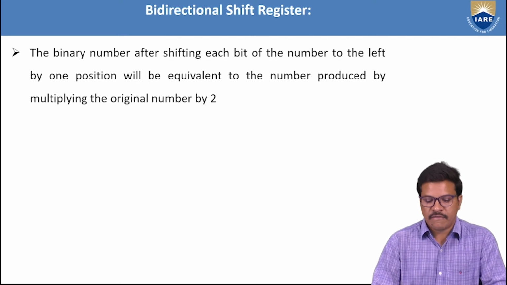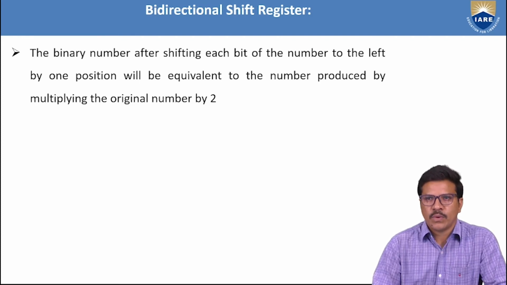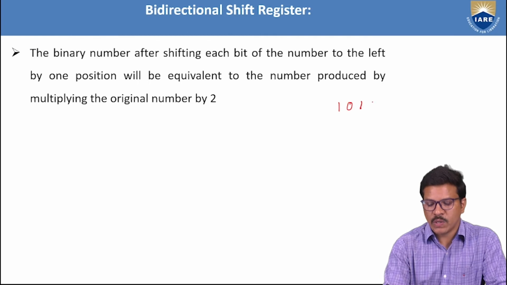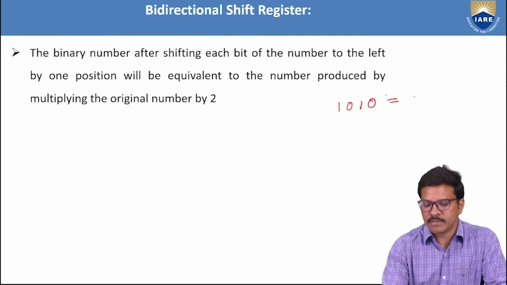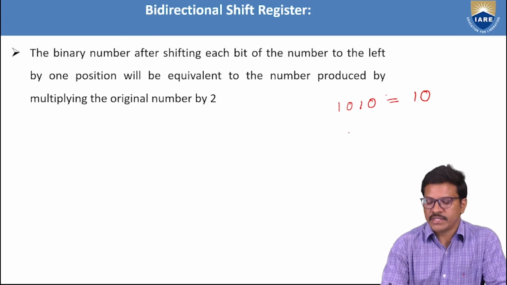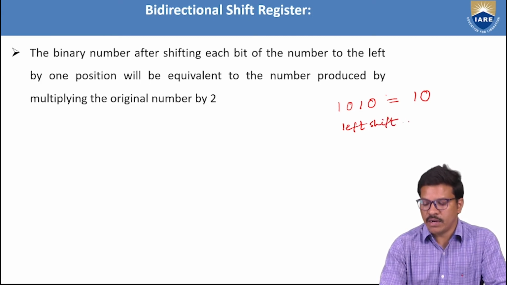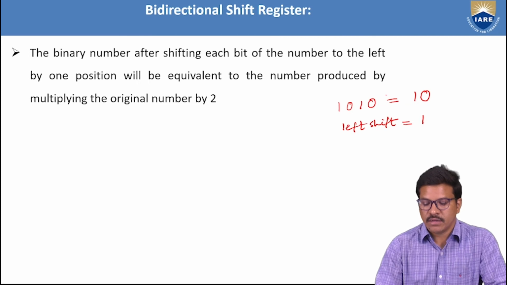A binary number, after shifting each bit of the number to the left by one position, will be equivalent to the number produced by multiplying the original number by 2. If I am providing 1010, this is a binary number which is equivalent to decimal 10. After shifting each bit to the left, the resultant data will be equivalent to multiplying the original number by 2.